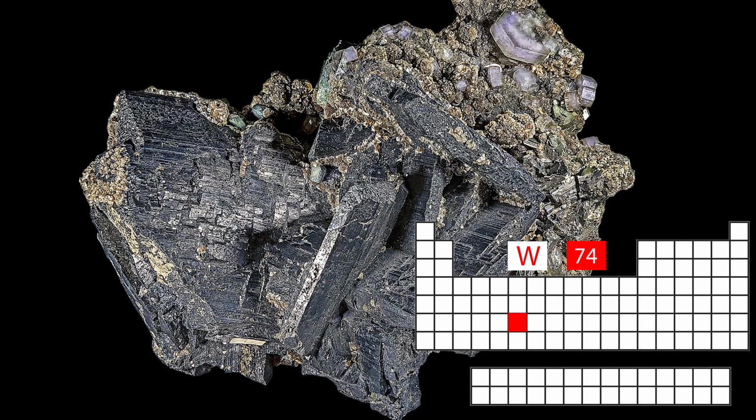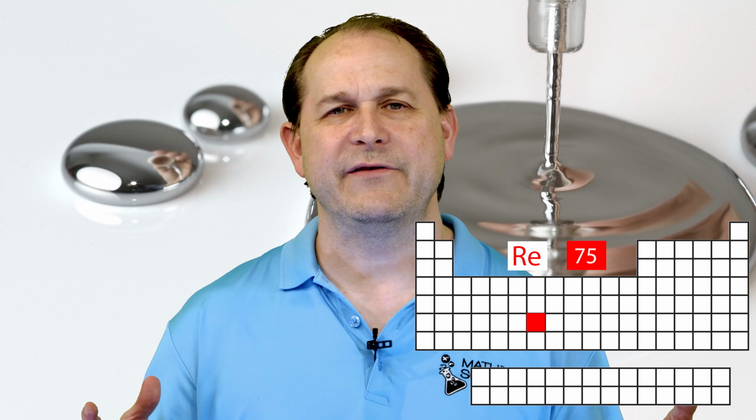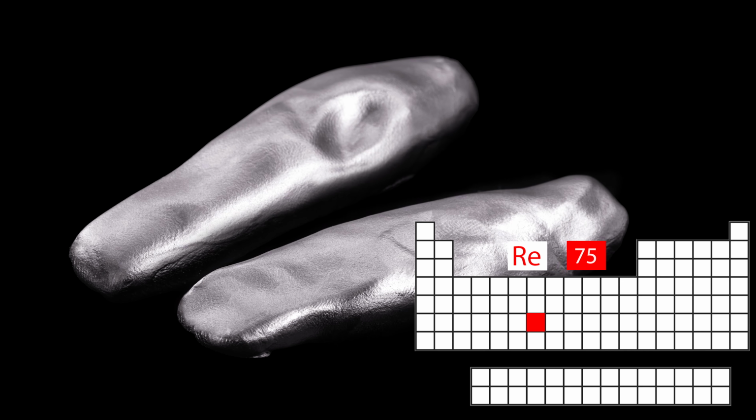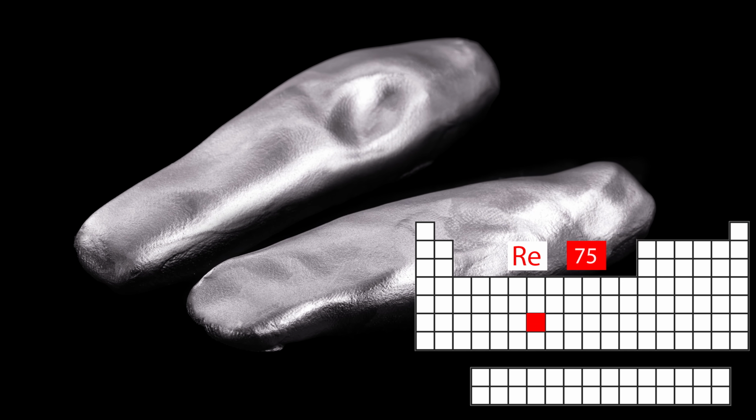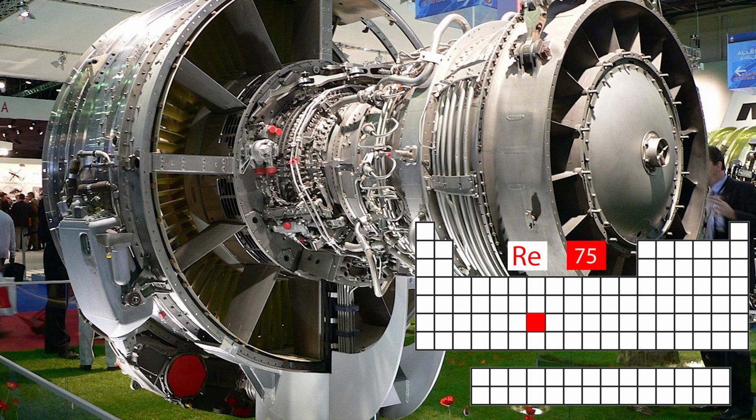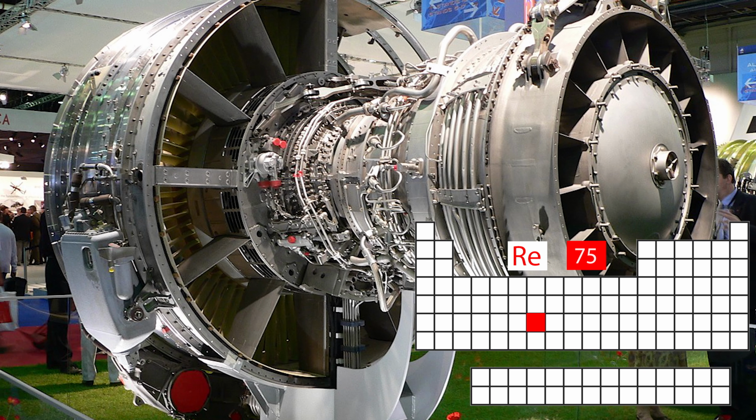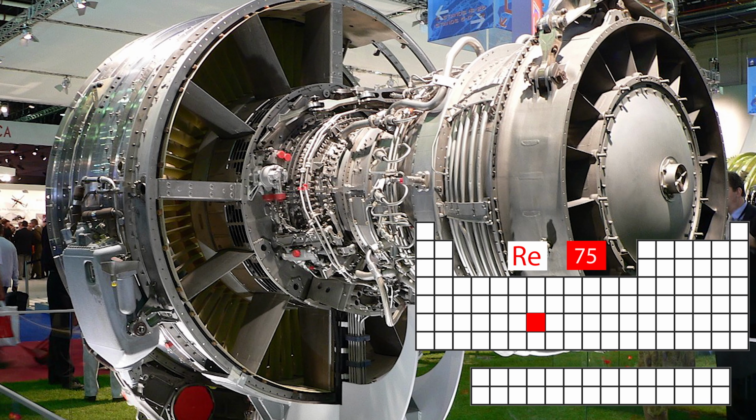Tungsten is used very significantly in light bulbs, incandescent light bulbs. It's the filament on the inside that most light bulbs are using. Element 75 is rhenium. It's the last stable element to be discovered in nature. Here's a fun fact. It's used in jet engines because it can withstand extreme temperatures.